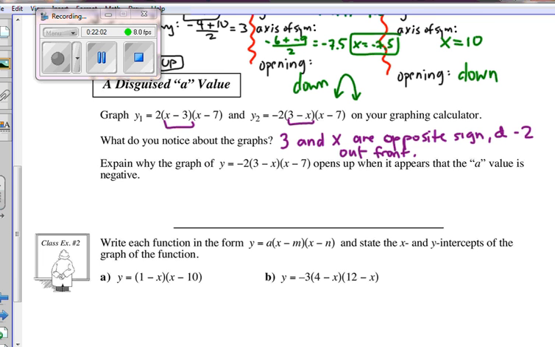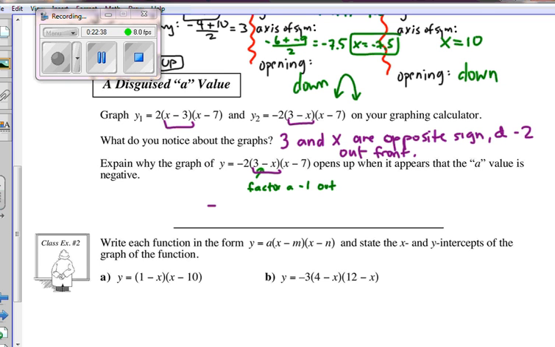So explain why this guy here appears to, it actually opens up, but by looking at the a value, it says it opens down. Why? What's actually wrong there? Do you know why? Well, it's quite simply, we can factor a negative out. Factor a -1 out. So if we factored a -1 out, we get the proper a value. Because what happens if we factored a -1 out of this? It switches the signs, right?